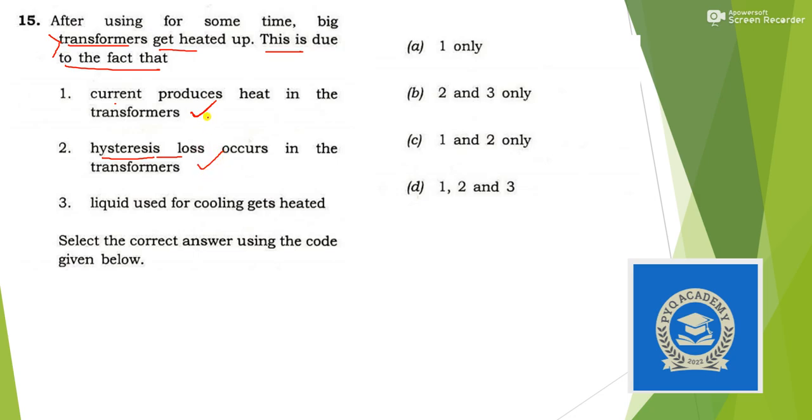And to maintain the temperature of the transformers so that there is not excess heat which may produce fire, liquid is used for cooling. So liquid used for cooling gets heated? No, liquid used for cooling doesn't get heated. The transformer gets heated and liquid is used for cooling. If the liquid gets heated, then what is the use of using that liquid? So this is the wrong option. So our correct options are option 1 and option 2. So our answer is option C.